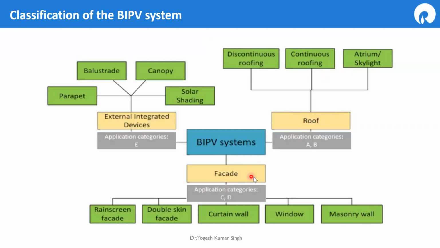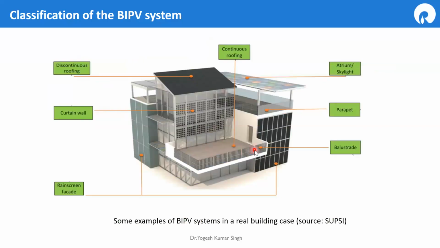If you're seeing the facade, there is the rear screen facade, double screen facade, curtain wall, window, and masonry wall. And if you're talking about the external integrated devices, we will use the parapet, solar shading, canopy, and the blue street. So this is a different classification of the BIPV system.